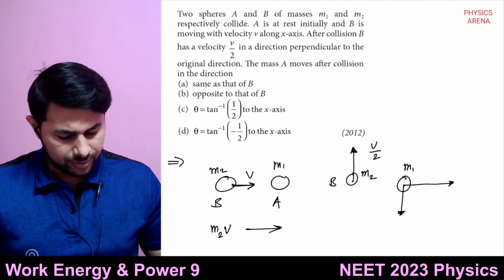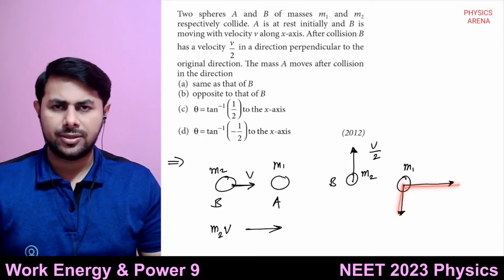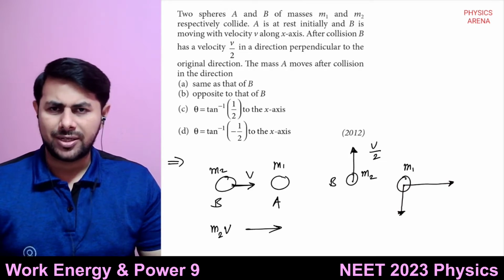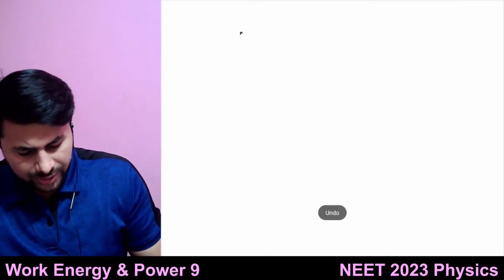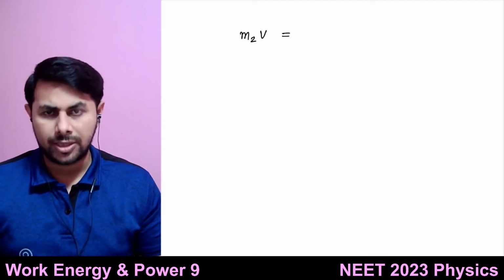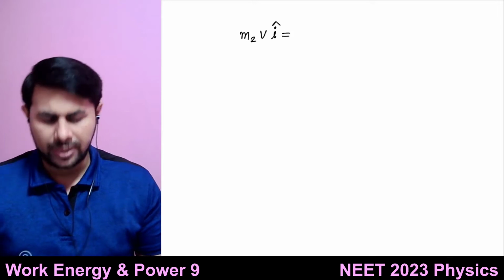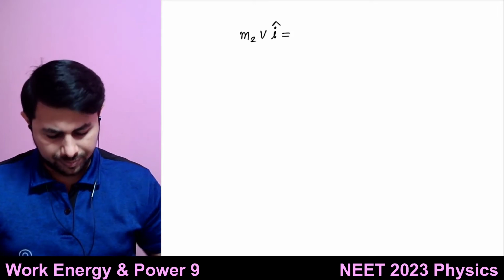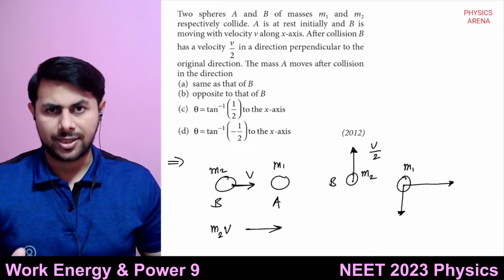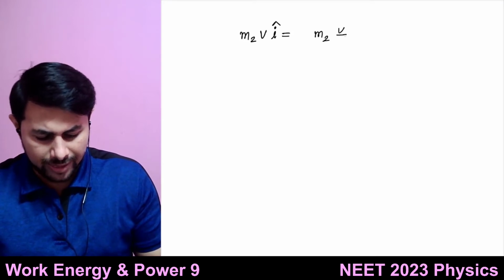So what will be the y component and the x component? Total initial momentum is m2 times v. What is the total final momentum? Let's call the total initial momentum m2 times v into i cap. So this body whose mass is m2 is now moving in the y direction. It is m2 times v by 2 is the speed.